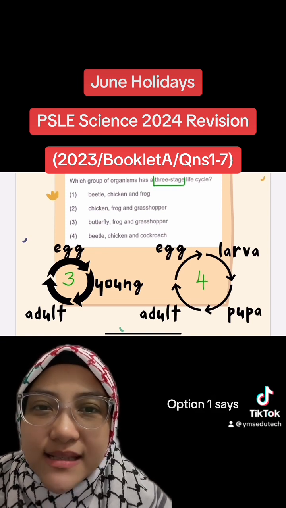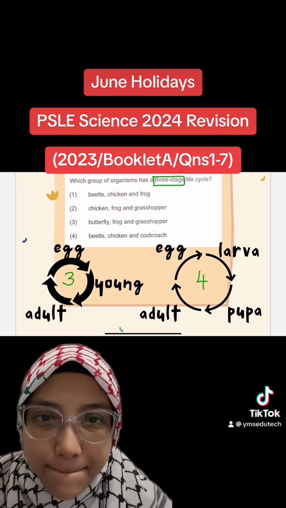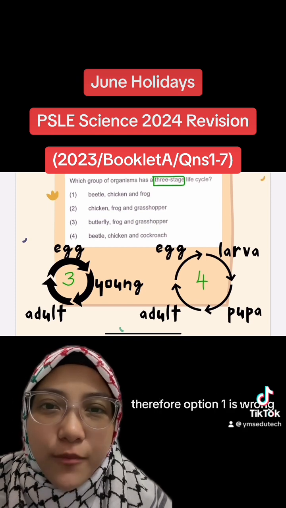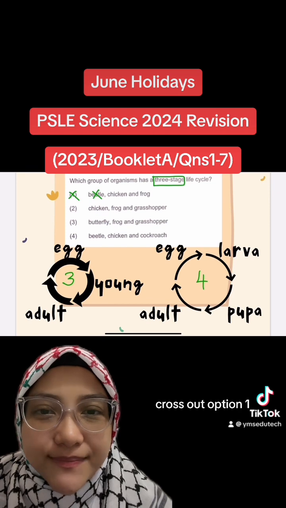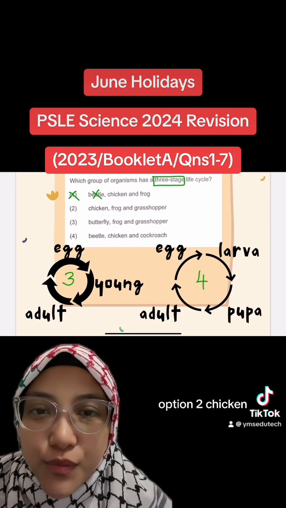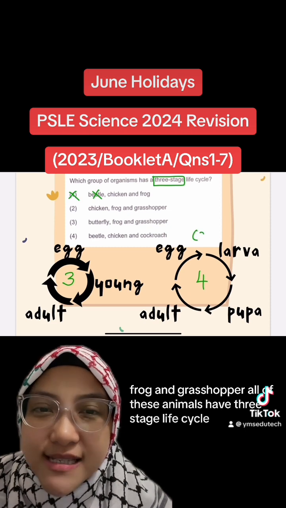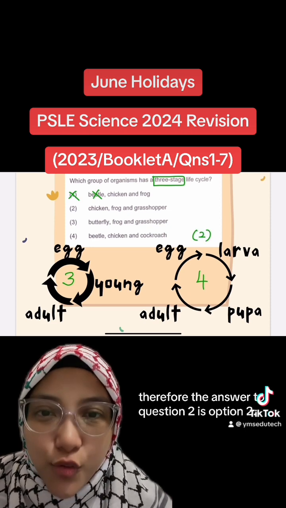Option 1 says beetle, chicken, and frog. Beetle has a 4-stage life cycle. Therefore, option 1 is wrong. Cross out the keyword beetle, cross out option 1. Option 2, chicken, frog, and grasshopper. All of these animals have a 3-stage life cycle. Therefore, the answer to question 2 is option 2.